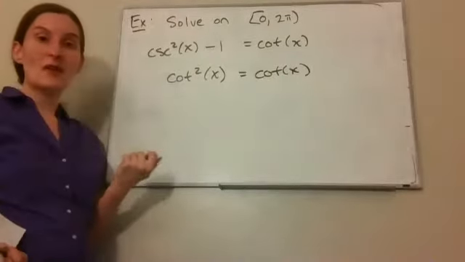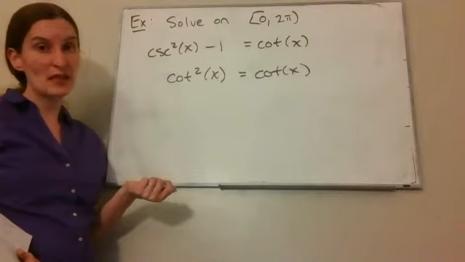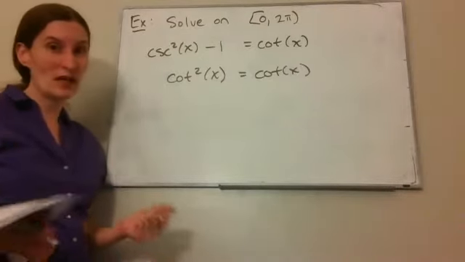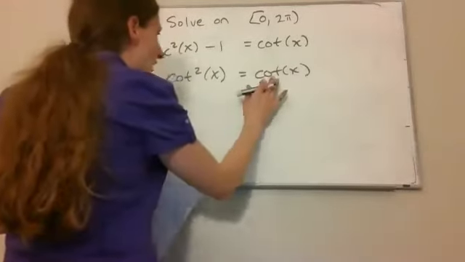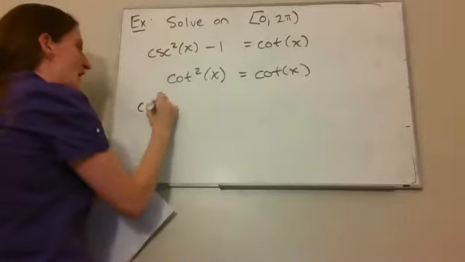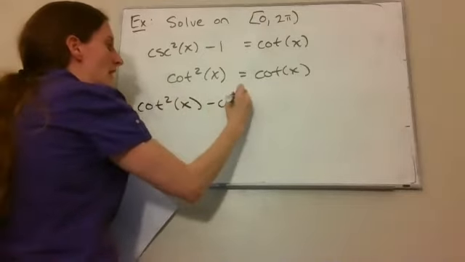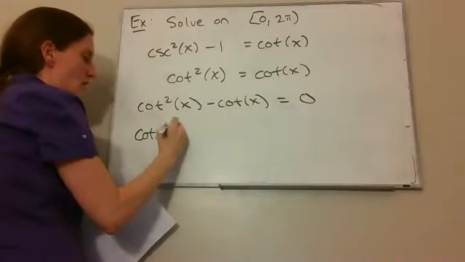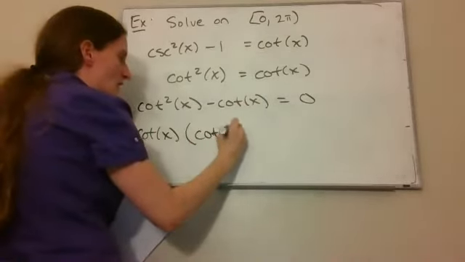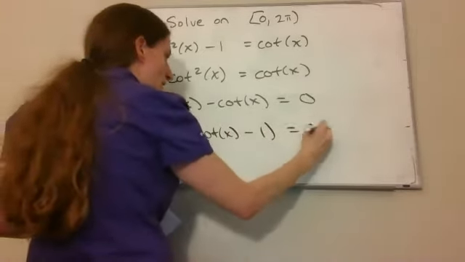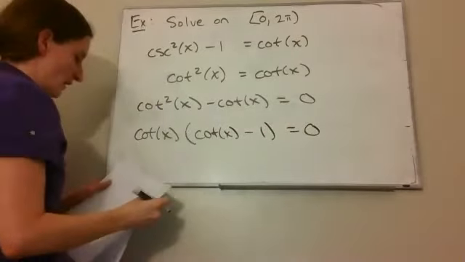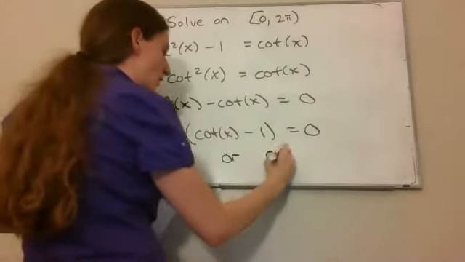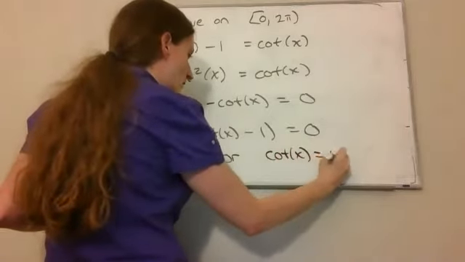Now, again, even though it's tempting to divide both sides by cotangent, we can't do that because cotangent might be 0, and we don't want to be dividing by 0. So I'm going to subtract this cotangent to the other side, and then we can factor. So I get cotangent of x times cotangent x minus 1 equals 0. Well, this means that either cotangent of x is equal to 0 or cotangent of x is equal to 1.